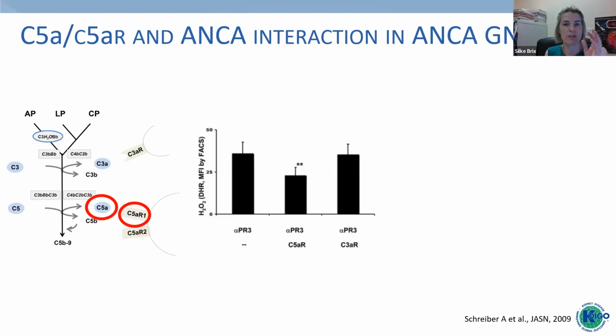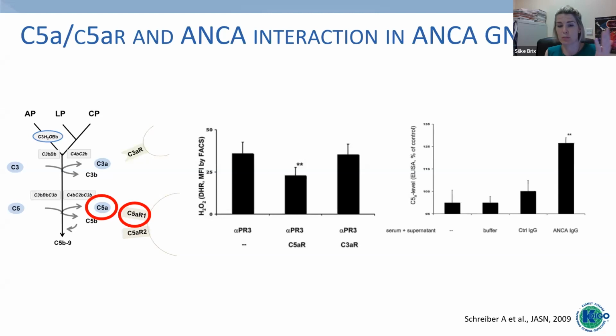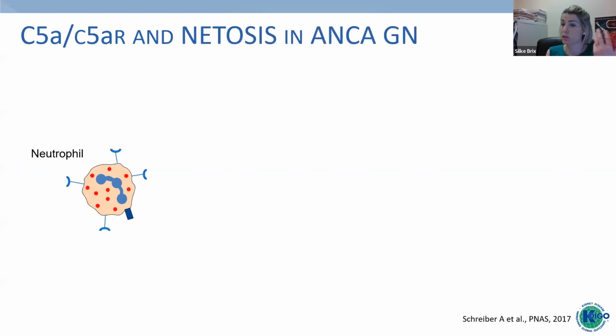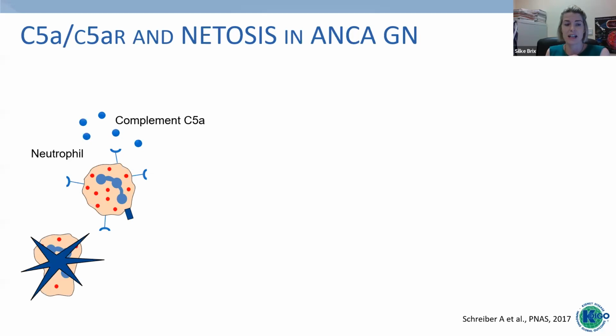looking into C5a, where does that come from? It's not just the C5a binding of the neutrophil; if we look into neutrophils activated with ANCA and then measure C5a in the supernatant, these neutrophils released a significantly higher amount of C5a when they were activated by ANCA. So mechanistically, how do we feel this is going to work? We have our neutrophil that releases complement factor C5a when it's activated, binds it, and then what does it do with it?